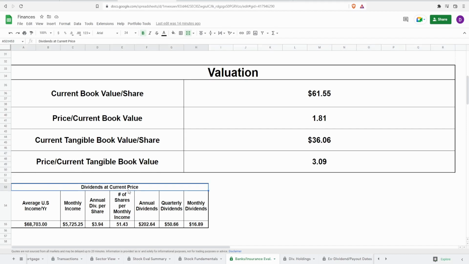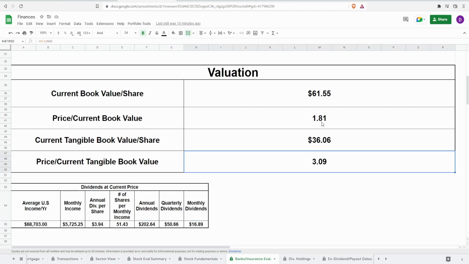Now let's take a look at the dividends at the current share price. Let's say that you make the average US income of $68,703 and you want to put 1 month's income into this company at $3.94. This would actually buy you 51.43 shares. At the current dividend, this would get you an annual dividend of $202.64, which is actually really, really good. A quarterly dividend ends up being around $50.66 and a monthly dividend of $16.89. So as it stands, this actually might be pretty good.